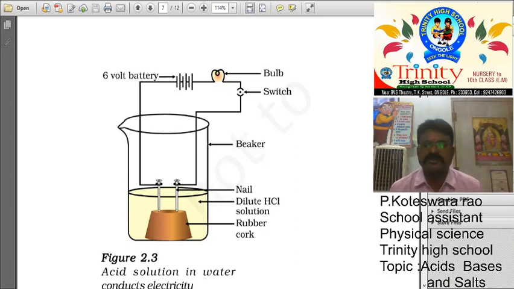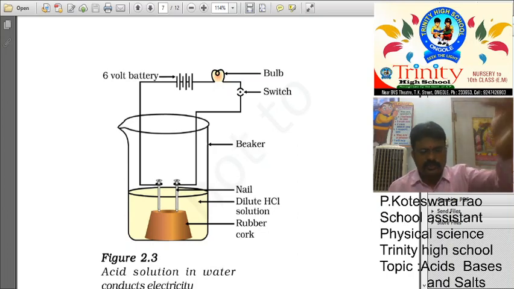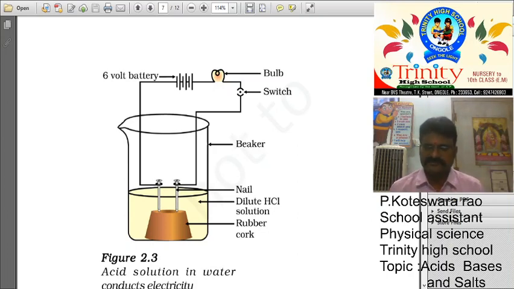For that there is a simple concept. Do you know all these solutions have H+? For example, glucose. What is the formula of glucose? C6H12O6. So H is there. What about alcohol?